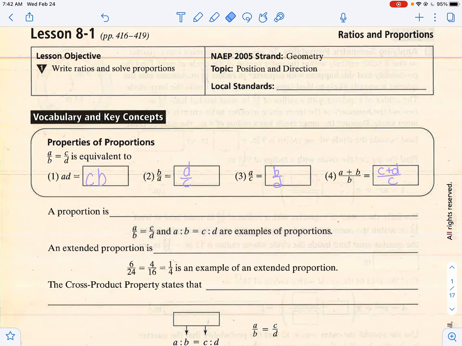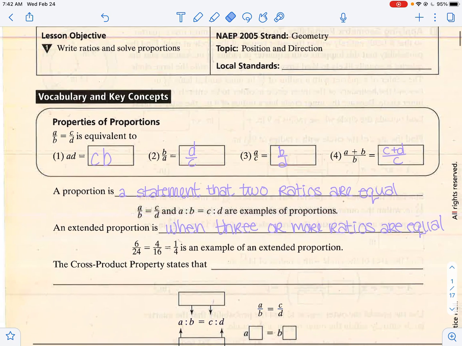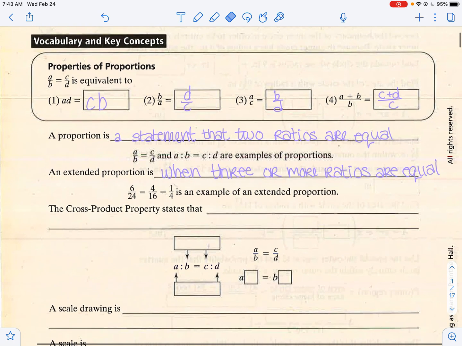Okay, then a proportion is a statement that two ratios are equal. So if A over B is equal to C over D, those fractions are equal, those ratios are equal. An extended proportion is when three or more ratios are equal. So if you have three fractions that you know are equal, that would be an extended proportion. And it gives you an example there.